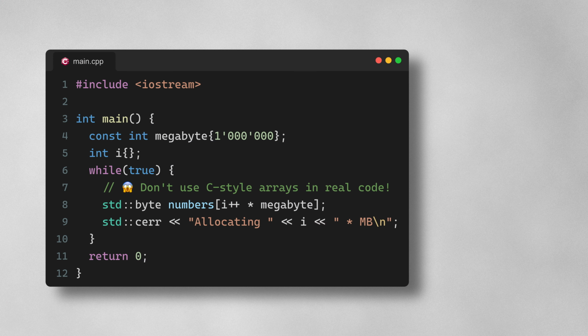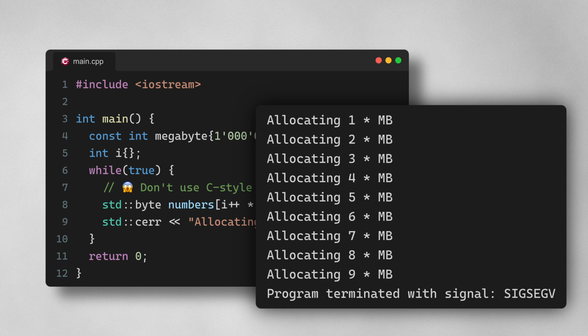If we try to allocate progressively more data on the stack in a loop, the program will terminate with SIGSEGV, which means that we tried accessing memory that is not allowed for us to access when trying to allocate beyond 8 megabytes of data. Now, what about persistent data?